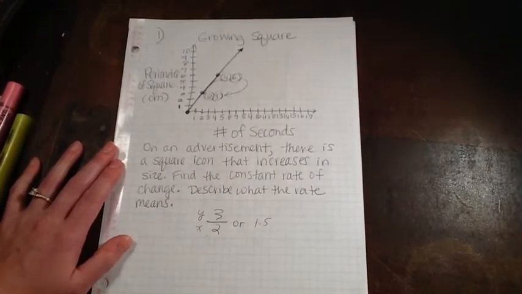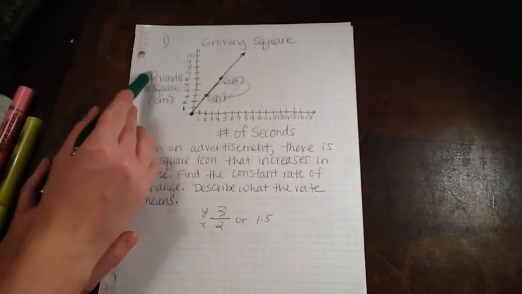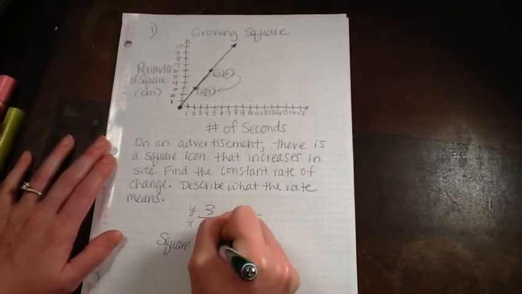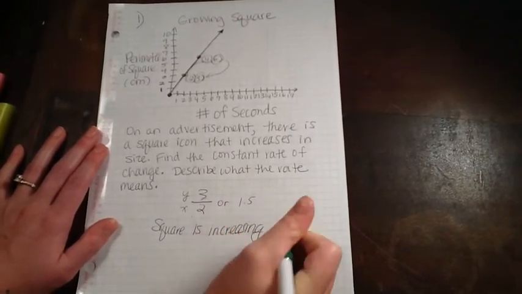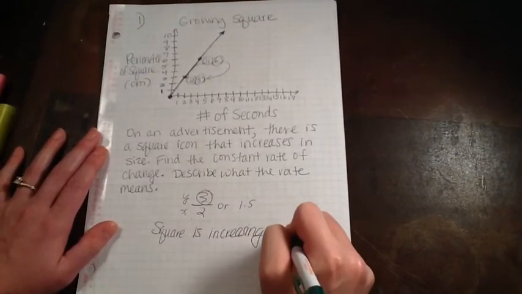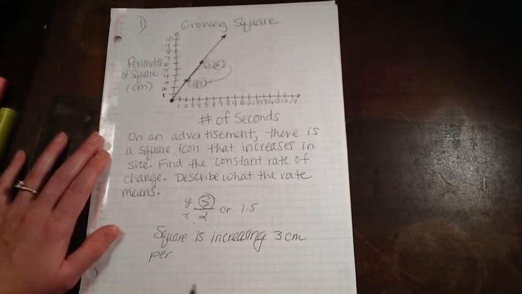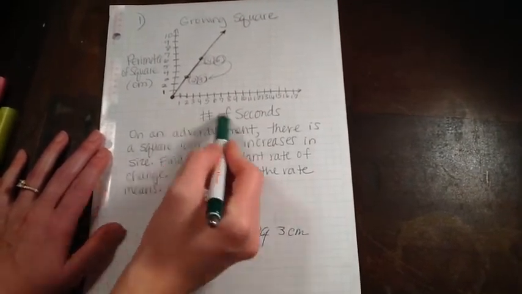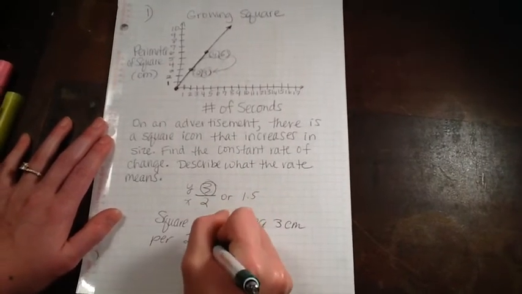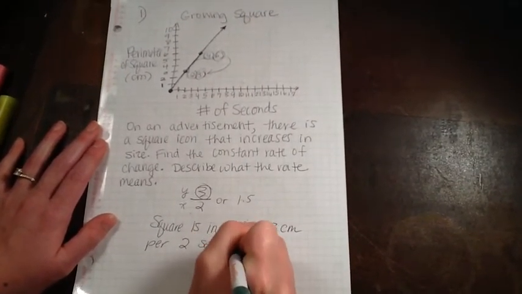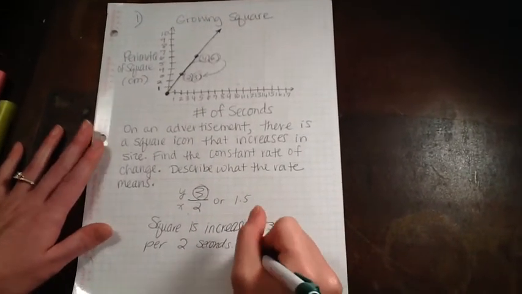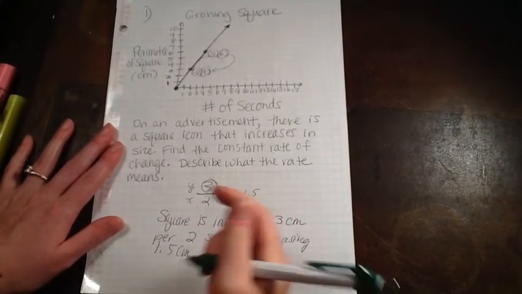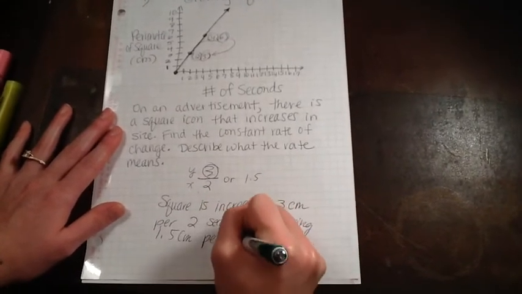So let's go ahead and look up here. It says that the y values are standing for the square. So basically, our square is increasing 3 centimeters per. Now, anytime we say per, we're talking about dividing. So per 2 what? 2 seconds. Because we know that this is our x value and the x values are represented with seconds. So per 2 seconds. Or you can write it as increasing 1.5 centimeters per second.